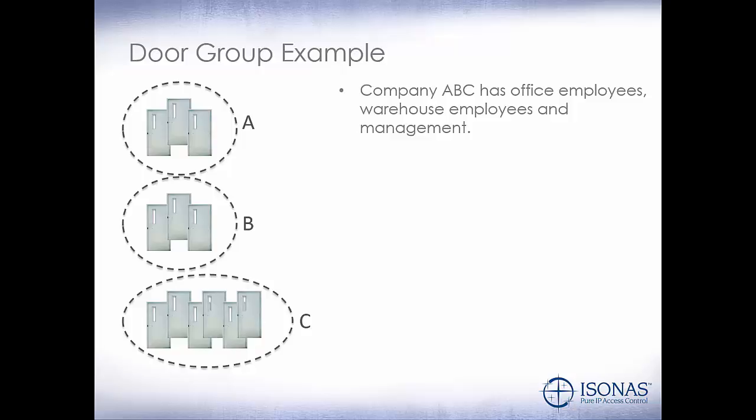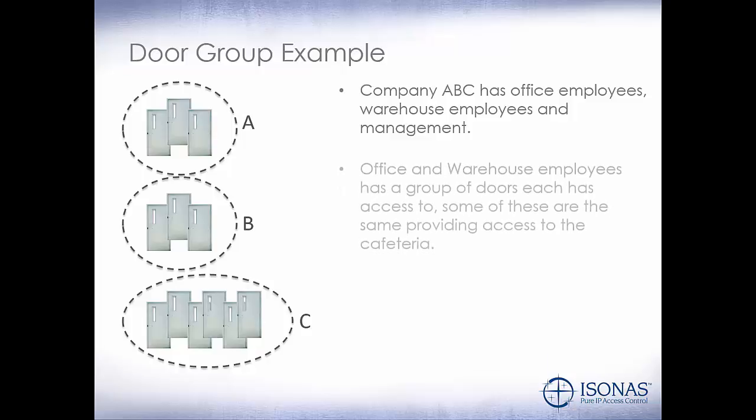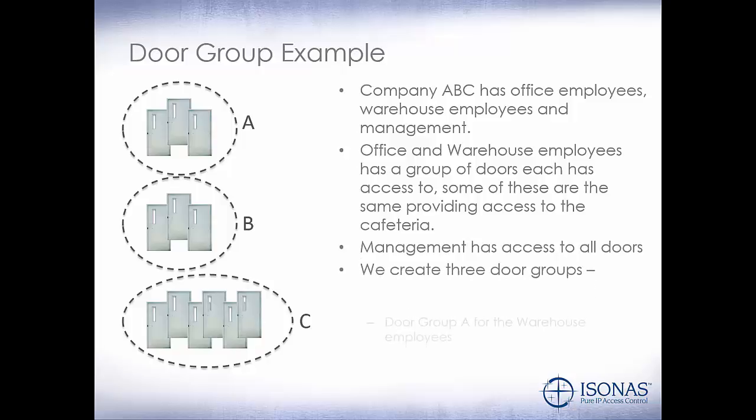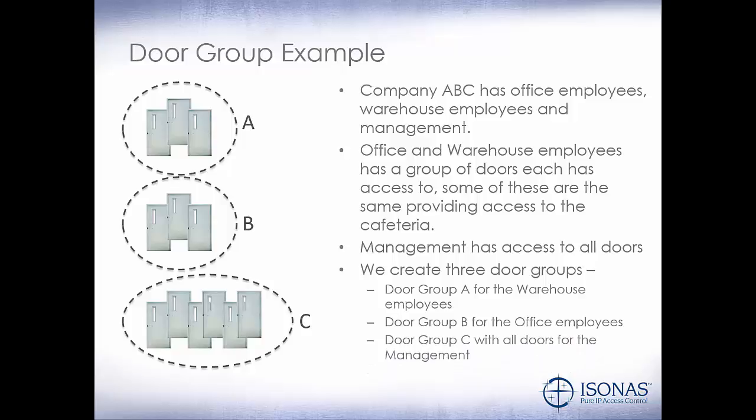So here's a door group example. Company ABC has office employees, warehouse employees, and management. Office and warehouse employees have a group of doors each has access to. Some of these are the same, providing access to the cafeteria. Management has access to all doors. We'll create 3 door groups. Door group A for the warehouse employees, door group B for the office employees, and door group C with all the doors for the management. We'll see this when we jump into the software, and again we'll be building upon these group examples.